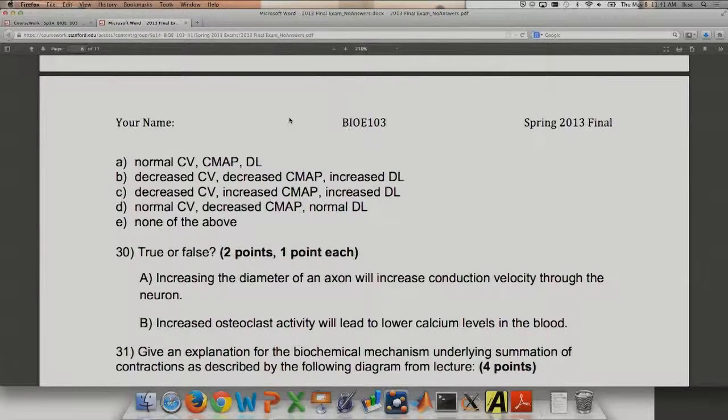Increasing osteoclast activity will lead to lower calcium levels in the blood. True or false? False. What does osteoclast do? Yeah, correct. It resorbs the bone, which releases calcium in the blood.